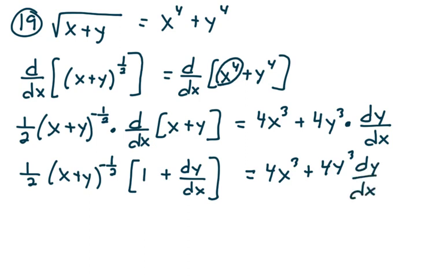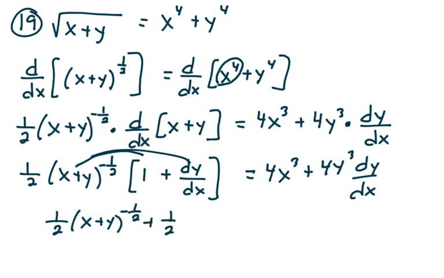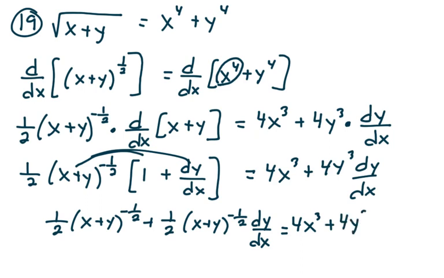Now, I'm going to distribute the 1/2 (x+y)^(-1/2) inside. So I get 1/2 (x+y)^(-1/2) plus 1/2 (x+y)^(-1/2) dy/dx equal to 4x^3 plus 4y^3 dy/dx.